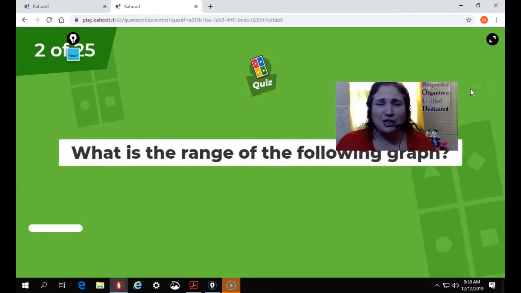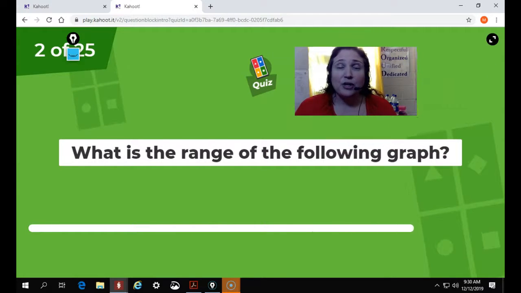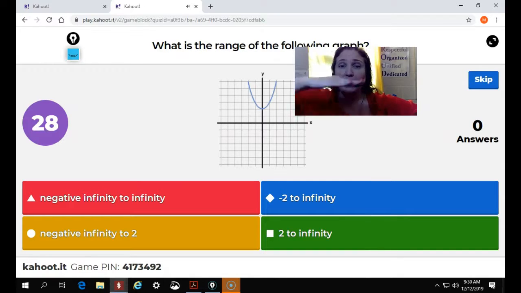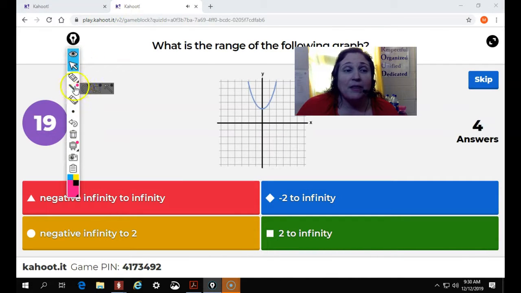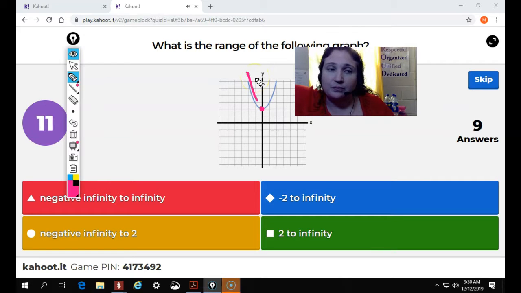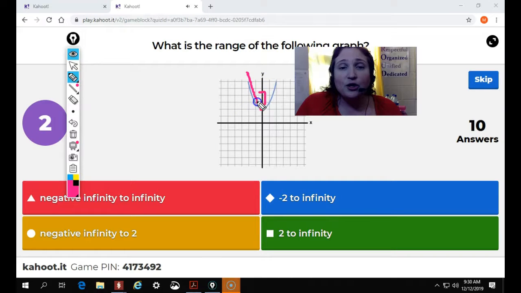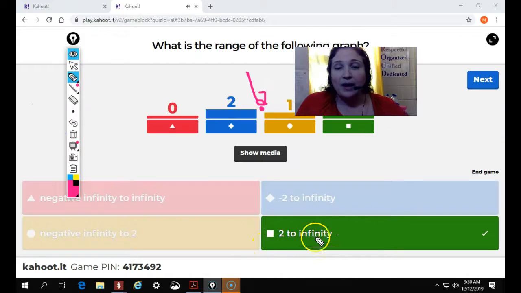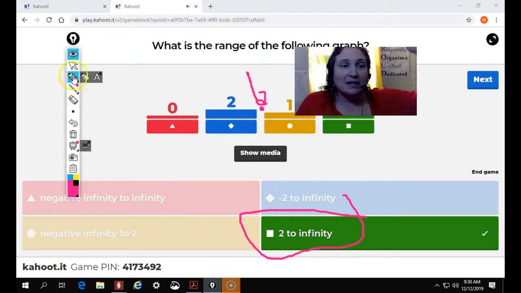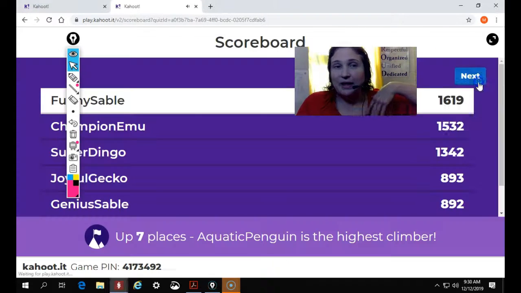Joyful Gecko, congratulations. What is the range? Remember, when we're talking about range, we're looking up and down. So first you're going to look at the graph and you're going to see where the turning point is. The turning point in this case is the minimum. It's like we're on a roller coaster and we're going down. We turn at 2. Very good. So we know that 2 is the minimum. So for the range, we can't go anything less than 2. And then, as you see, it's everything that continues going up. Good job. All right, let's try this again.